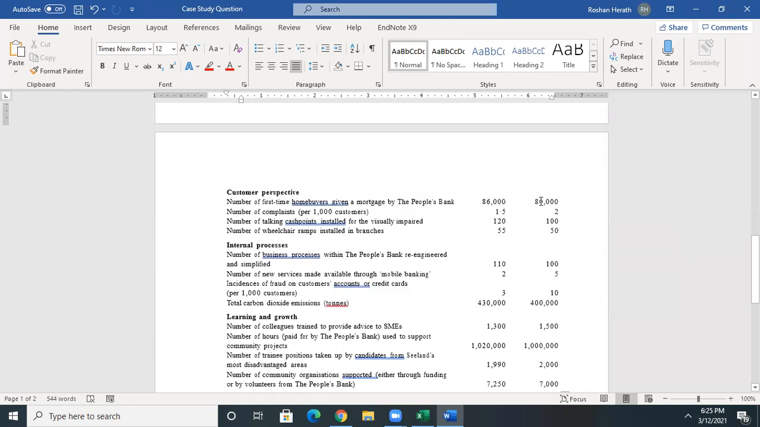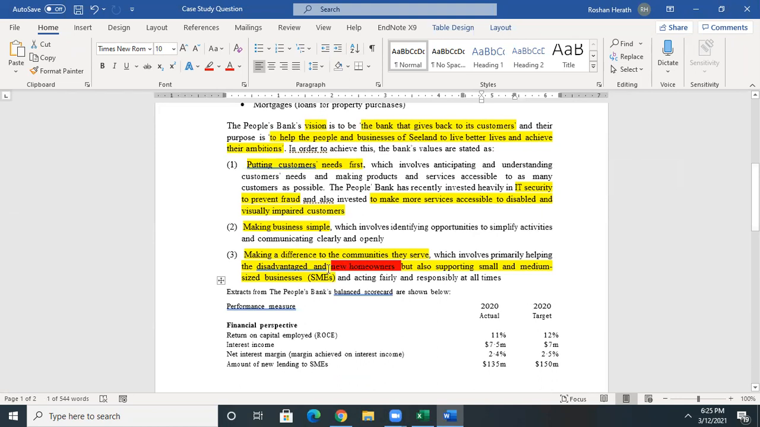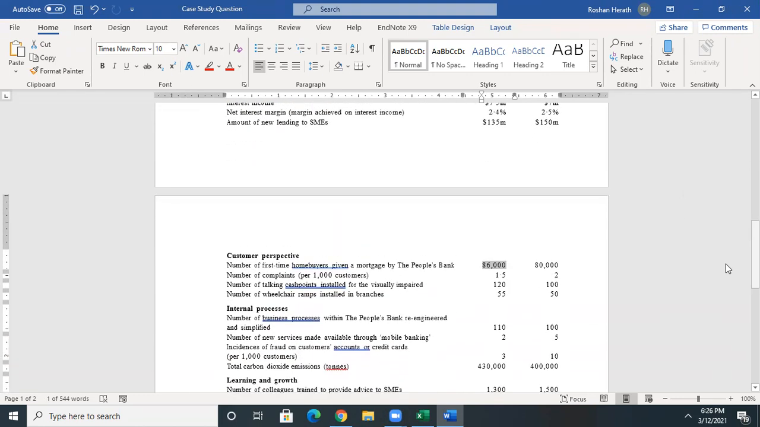So you are doing that more than what you planned. Therefore you can say that you are in the right direction. You have achieved that. So when it comes to making a difference, especially for new homeowners, yes, you have achieved it successfully. And you can see the number of complaints is quite low. That is also a good thing. The number of complaints has reduced even more than planned.